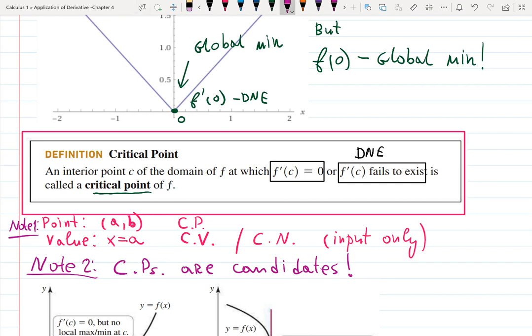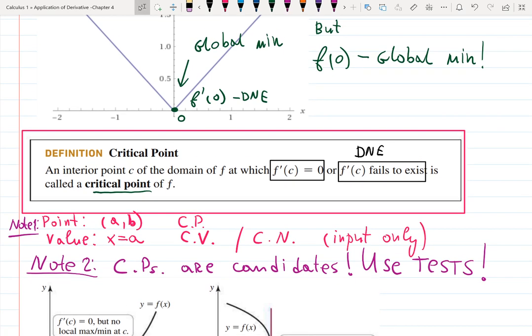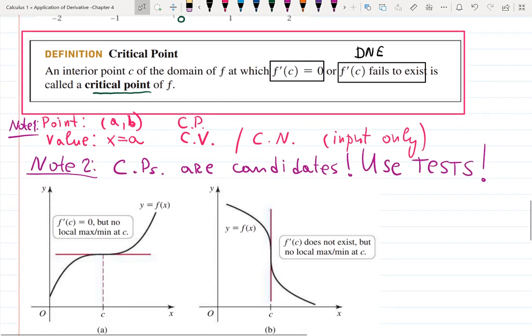They're candidates, and you should use tests. Use tests to check those candidates, to see if they actually give you absolute or local extreme values. Those tests we're going to cover in a different video: the first derivative test, second derivative test, and so on.